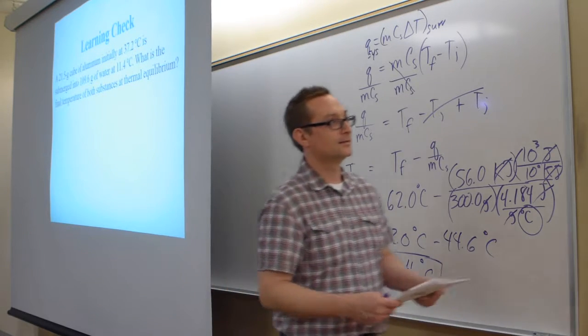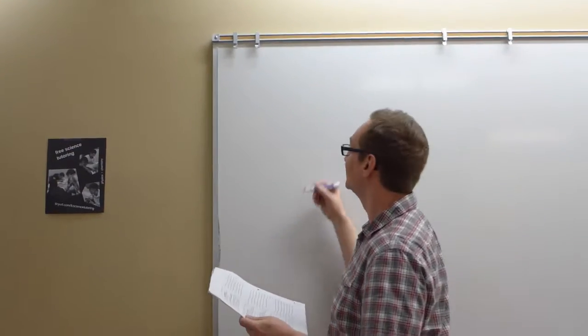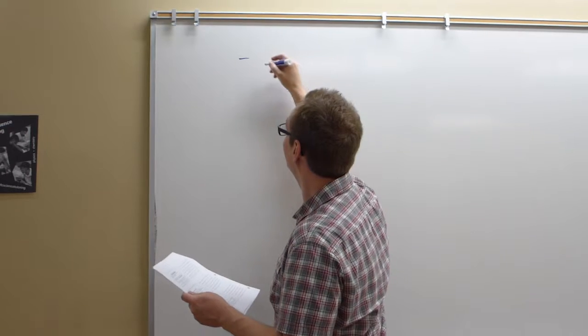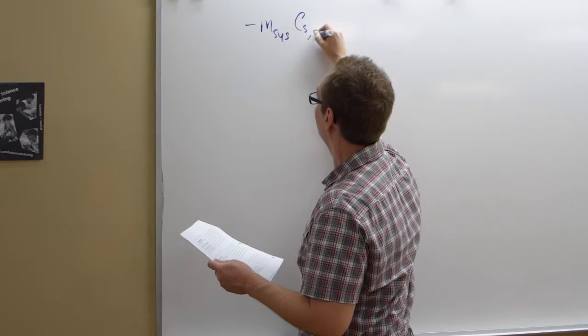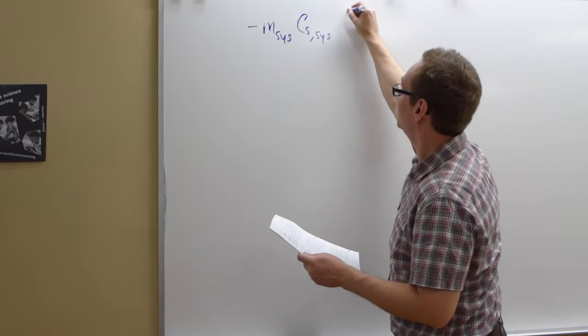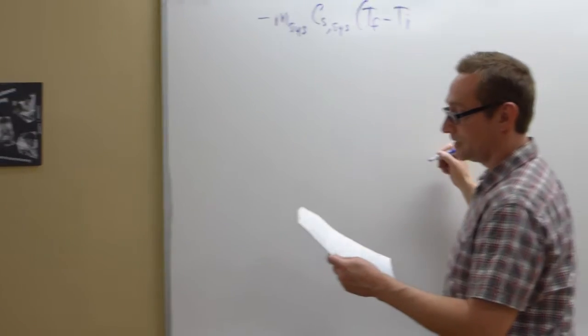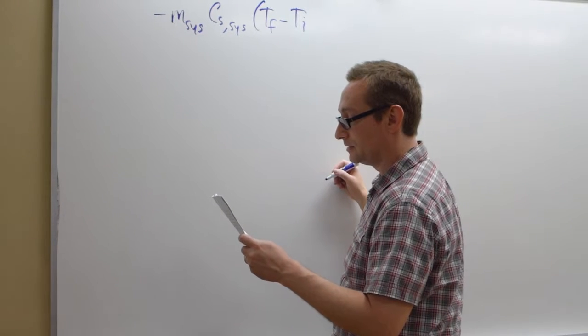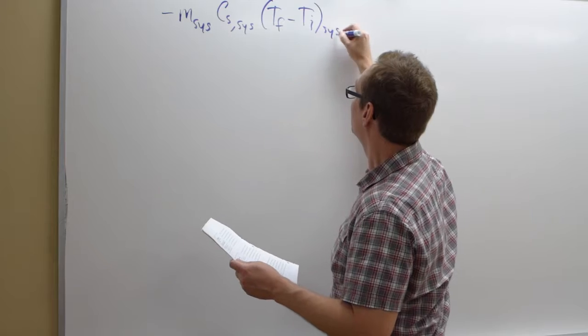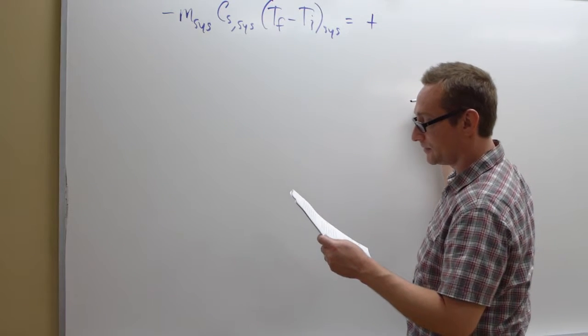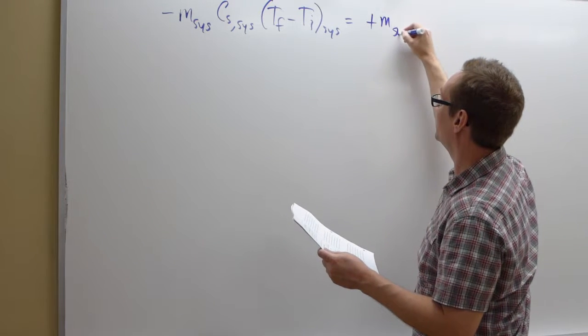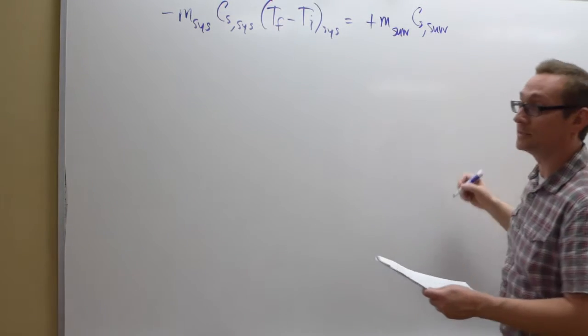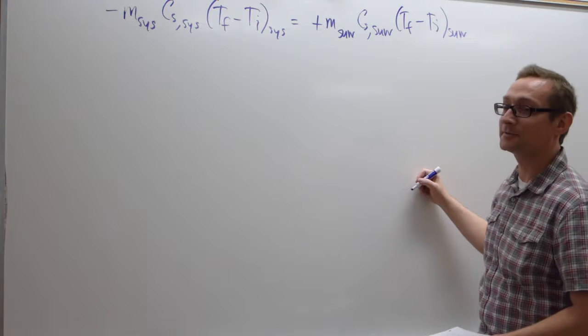All right, so let's look at just manipulating this equation. Here we go, some algebra. We take the first law: negative M system, specific heat system, times T final minus T initial of the system. That's equal to the positive of the other side, mass of the surroundings, specific heat of the surroundings, times delta T of the surroundings. All right, so that's our first law.